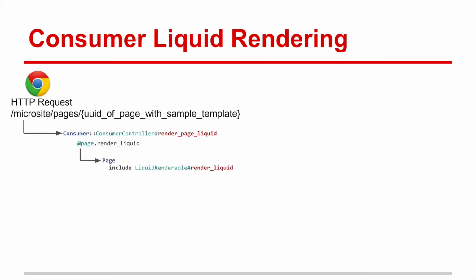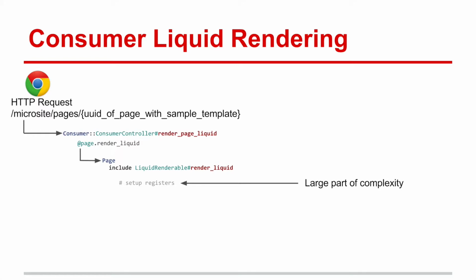The render liquid method actually resides in the liquid renderable module. We extracted this render liquid method and a lot of the logic associated with it into its own module because several types of objects might need to render liquid, for example a page or a page group, and it also made testing a little bit easier. So that render liquid method does a whole lot of setup as far as gathering context, setting up variables, fetching plugins, and basically it sets up the template so that it's ready to be rendered.